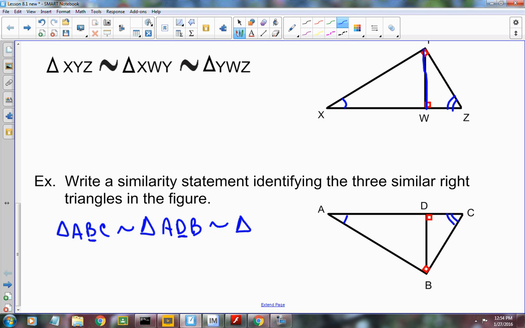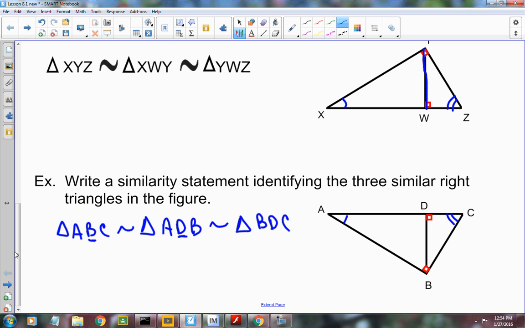BDC, okay? BDC, because the C has to match up with the C in the big one, right? So it's got to come last, and then my right angle is at D. D kind of tags along. All right, so when you have the big right triangle with the altitude drawn, you get 3 similar triangles, and those corresponding sides are proportional. Now, you can set up proportions, and that's what we're going to do.